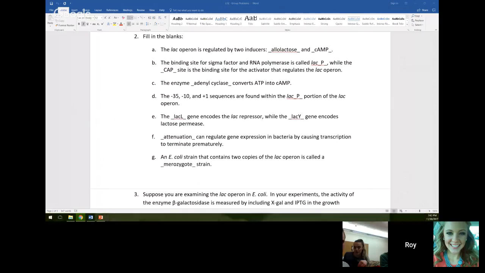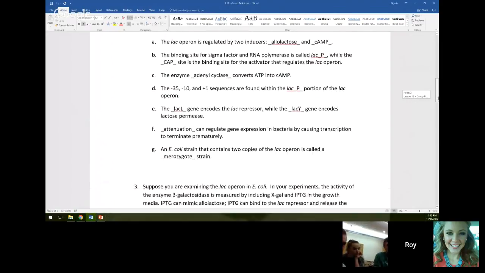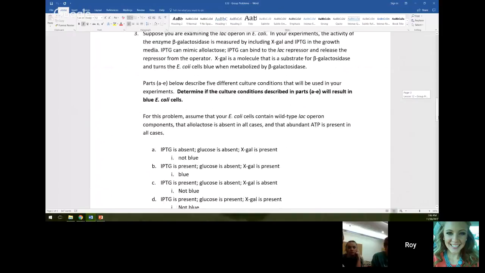Attenuation can regulate gene expression in bacteria by causing transcription to terminate prematurely. And an E. coli strain that contains 2 copies of the lac operon is called a merozygote strain. So we're going to go on to number 3.